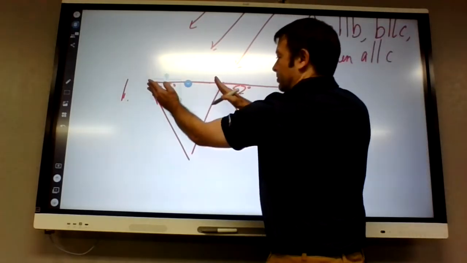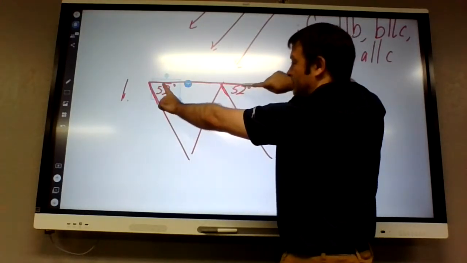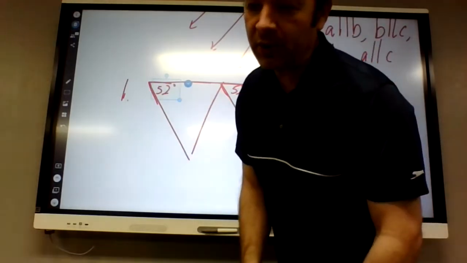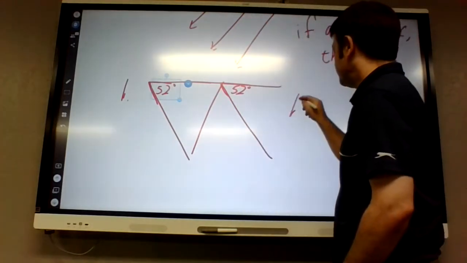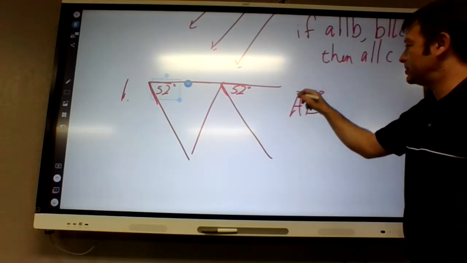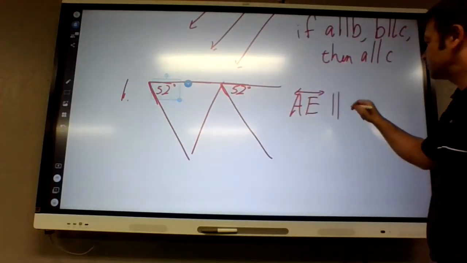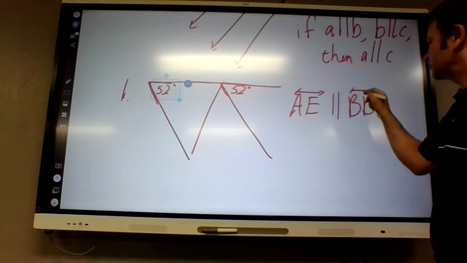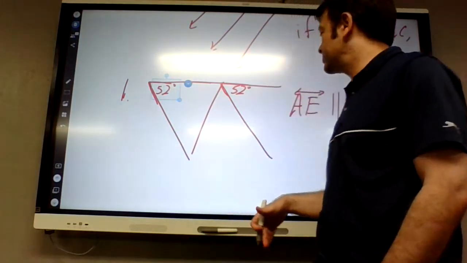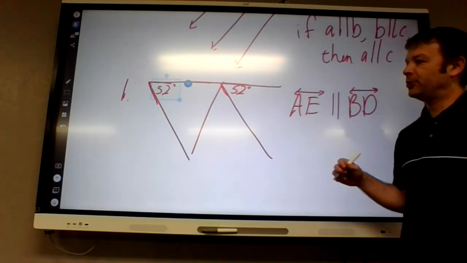So, these 2 lines have this transversal, and these 2 guys are in the same corner. So these are corresponding angles, so these 2 lines would be parallel. So we're going to say, what are those 2 lines called? Segment AE, or I guess line AE, is parallel to BD. Oh, they did use segment symbol. Doesn't matter. It's okay.